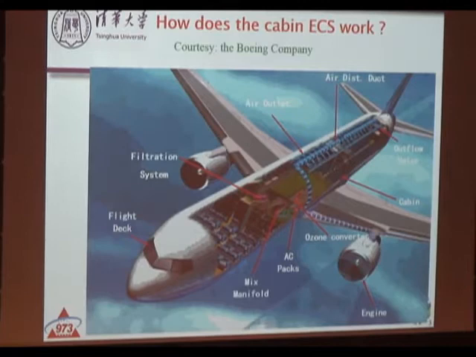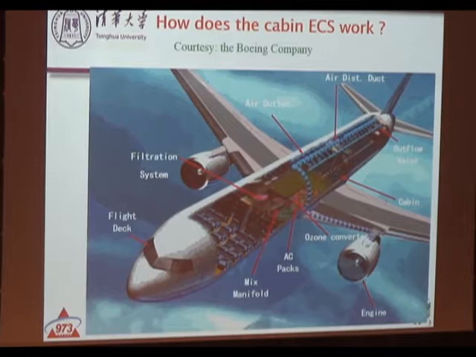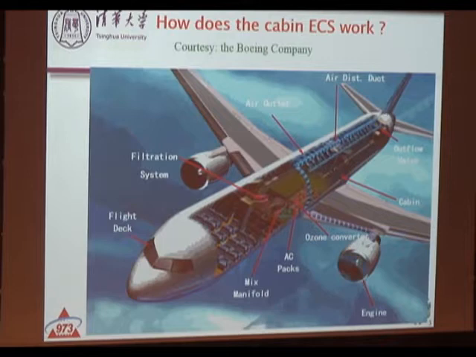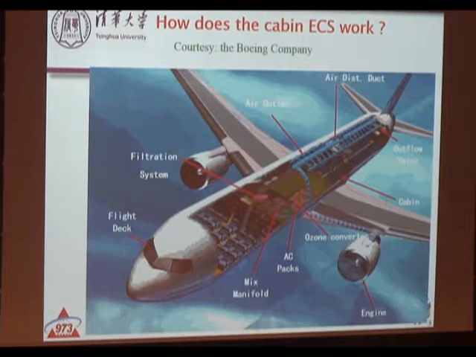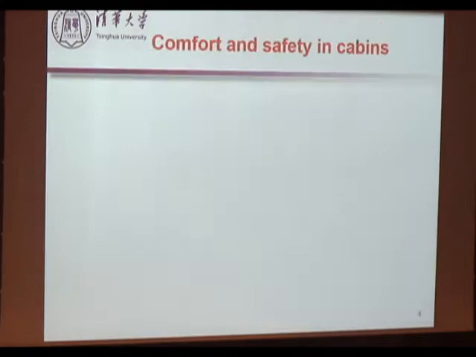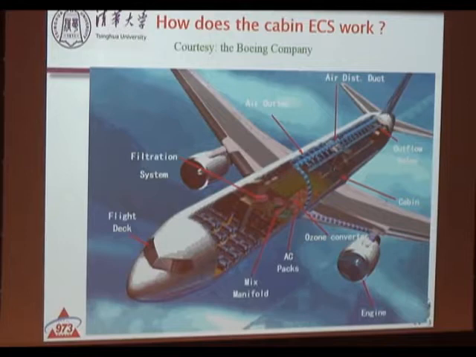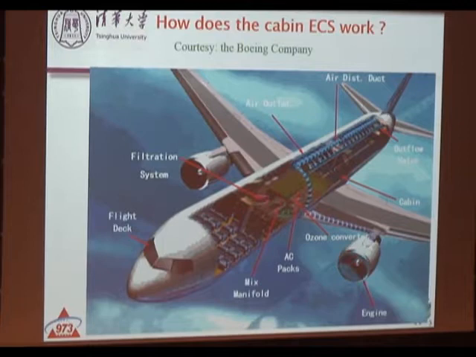First of all, I'd like to use this picture to illustrate how the cabin environmental system works. The outdoor air first goes to the engine and is compressed there. A portion of that will go to the combustion chamber to create the power, and another portion will come to the cabin to become the ventilation air. Sometimes we call this part bleed air.